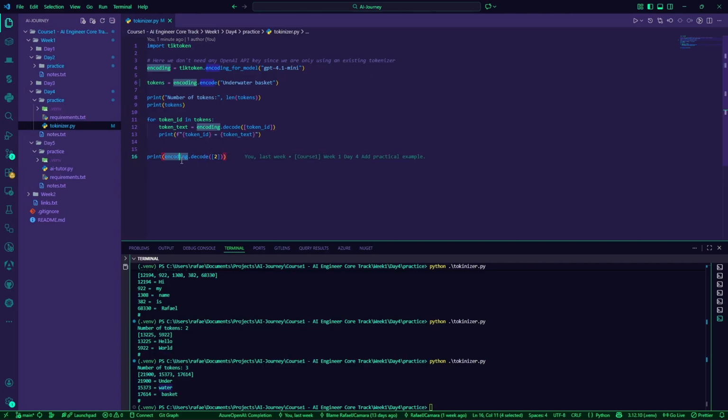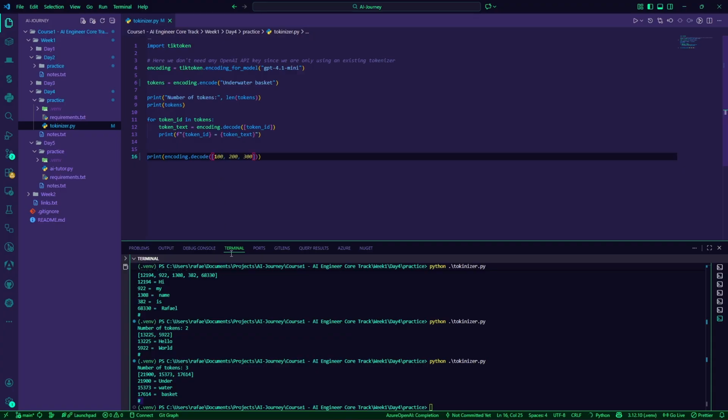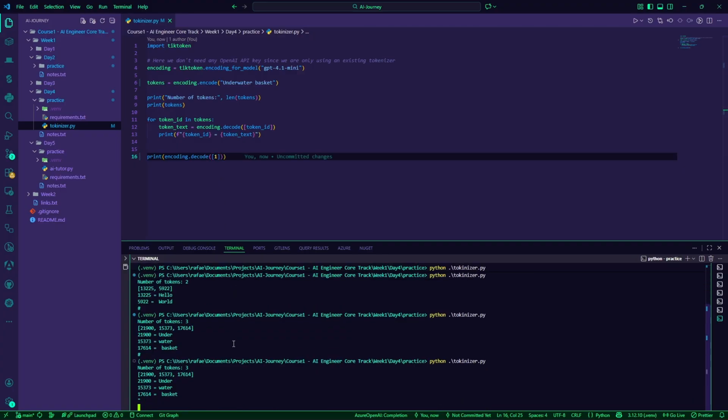And by using this decode and passing here some number, you can see what's number one in the dictionary of encoding. Number two is the octathorpe. Number one is probably, I don't know, the parentheses, as you see.